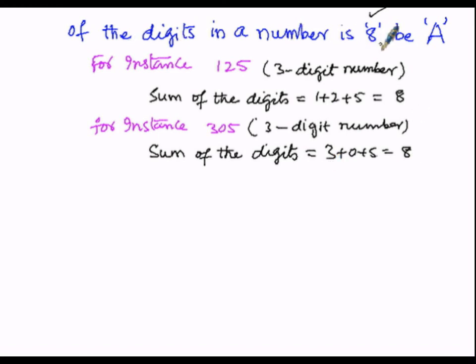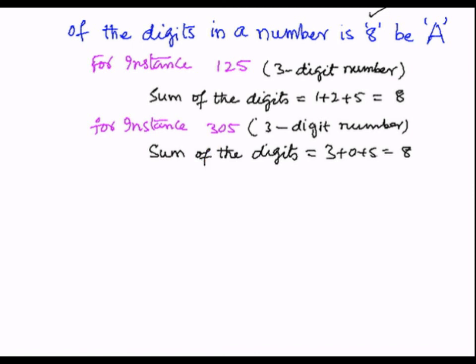In this manner, there are so many numbers whose sum of the 3 digits is 8. Similarly 800: 8 plus 0 equals 8. In 602, 6 plus 0 plus 2 equals 6 plus 2, which is 8. In this manner we will get a finite number of 3-digit numbers whose sum of the digits is equal to 8, from 100 up to the highest number, 999.